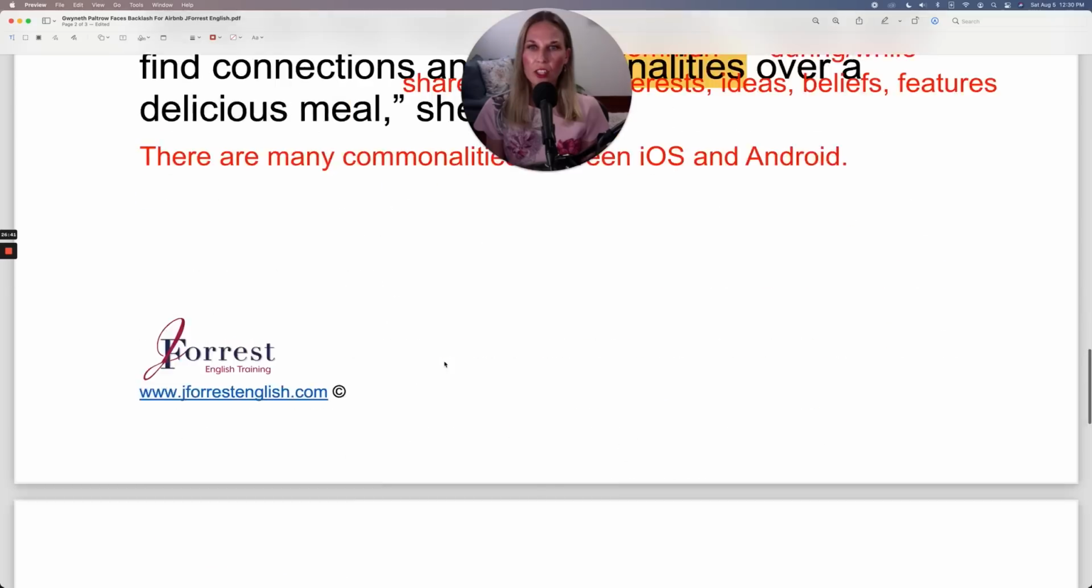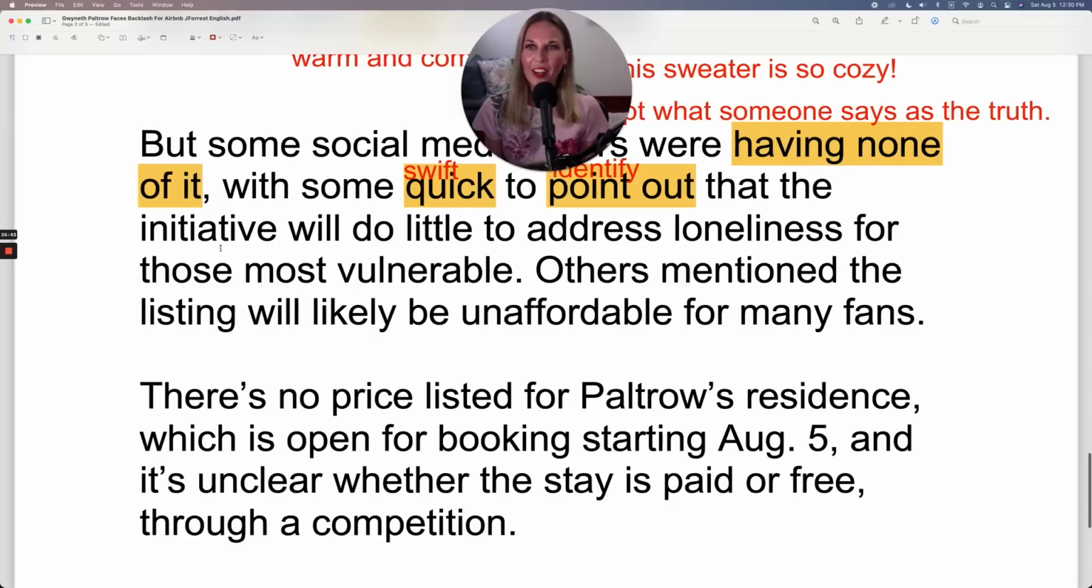Remember, that's her initiative. Her initiative will do little to address loneliness for those most vulnerable. What do you think about that? Is that true? Is that reason for the backlash? Others mentioned the listing will likely be unaffordable for many fans. So obviously, if something is unaffordable, it means they cannot afford it.